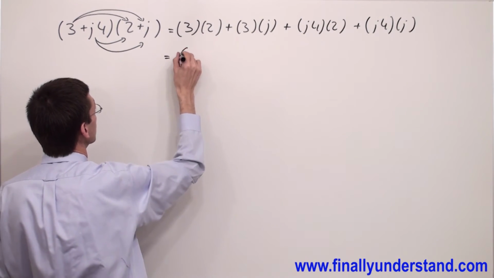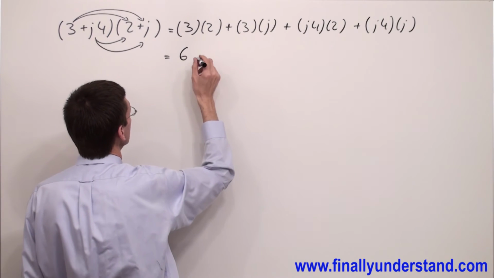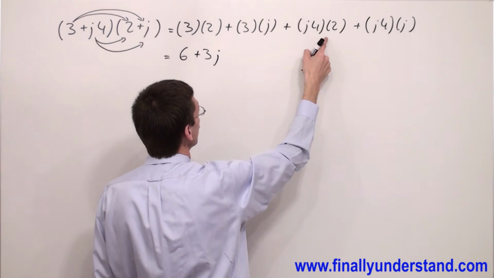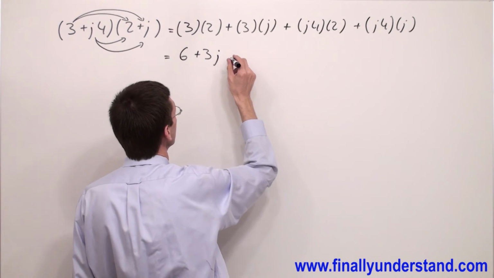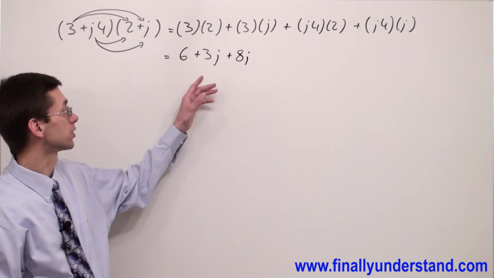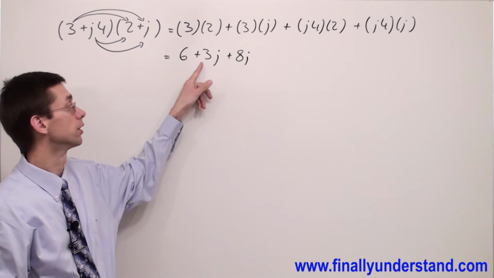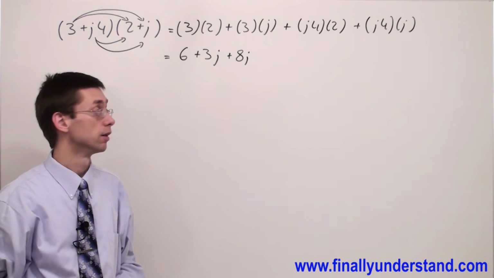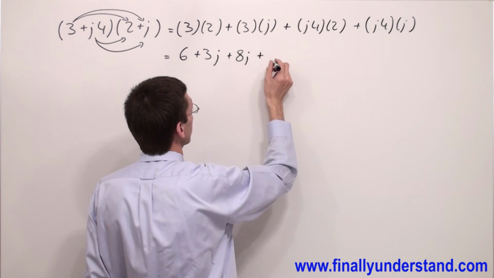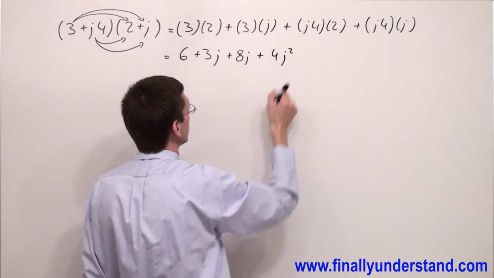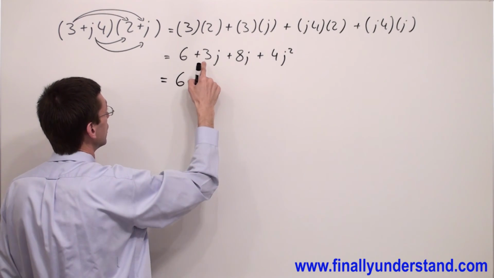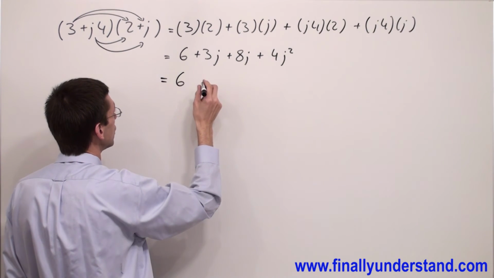3 times 2 is equal 6. 3 times j is 3j. j4 times 2 is 8j. Let me just remind you that it doesn't matter if you are going to write j at the front of the number or behind, the value is the same. So we have plus 4j squared. This is equal, we have 6, 3j plus 8j is equal 11j.